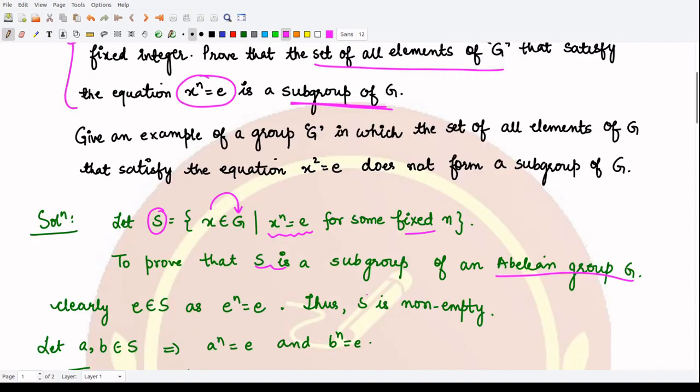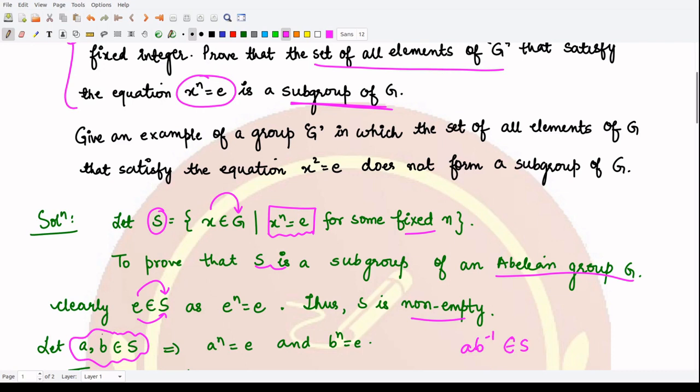For a subgroup, we first of all show that it is non-empty, so it should contain the identity element. Obviously the identity element satisfies this condition because E raised to power n is E. Hence E is definitely present in S, and the set S is non-empty. Next we consider two elements A and B present in the set S, and we prove that AB inverse is also present in S.